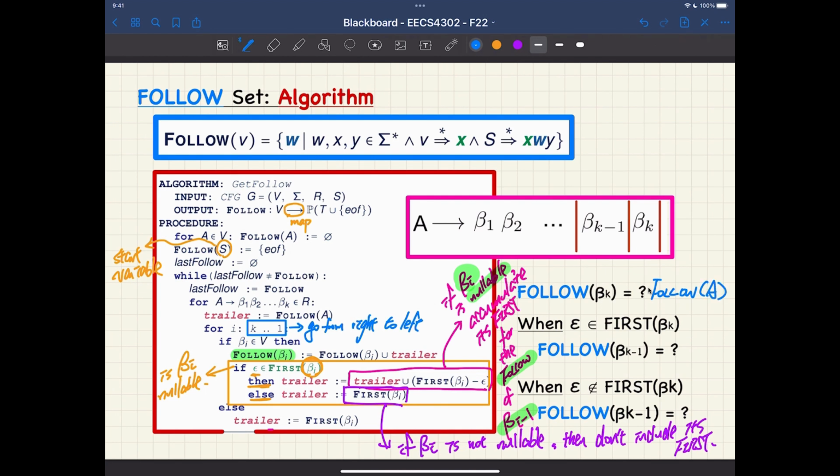Now, we want to calculate the follow of beta k minus 1. What will be its follow? We have two choices. Either we have to include the first of beta k, or we don't have to include it, depending on whether or not beta k is actually nullable. All right? That's something we have to watch out for. Okay? Why don't we take a look to see what's going to happen here?